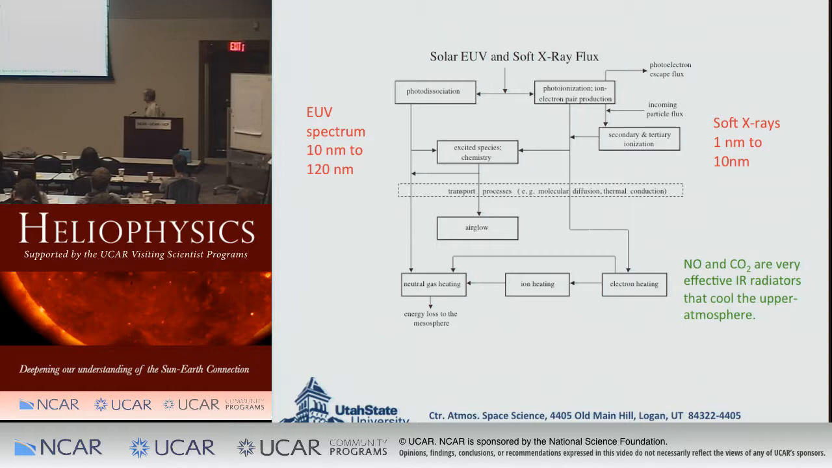NO and CO2 are very effective IR radiators that cool the upper atmosphere. So although this is bringing energy in and causing the thermosphere to have a particular solar cycle dependence, if we have more NO or more CO2 brought up in the atmosphere, they will cool it, and we'll talk more this afternoon about how effective these are in cooling the upper atmosphere. The greenhouse effects lower down have a quite different dependence on these gases. But once they get high up and their infrared radiation is free to escape from the terrestrial environment, they cool the upper atmosphere. And we'll show more later.